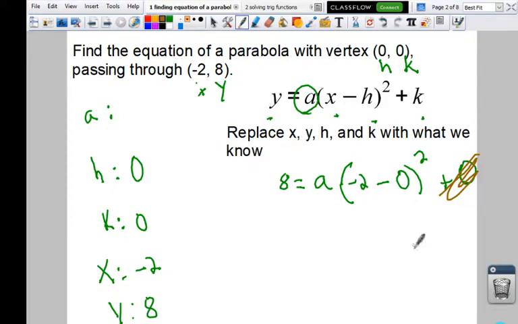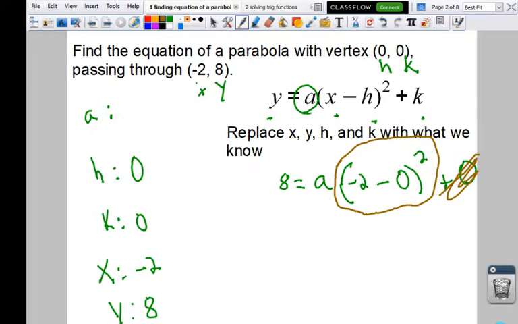So I'm going to keep working on this, and this entire parenthesis right here, this -2 minus 0 squared, I can actually plug straight into Desmos. I don't need to do anything special. I'm just going to plug it straight into Desmos. Let me grab that real quick. So I'm going to plug that entire parenthesis into Desmos.